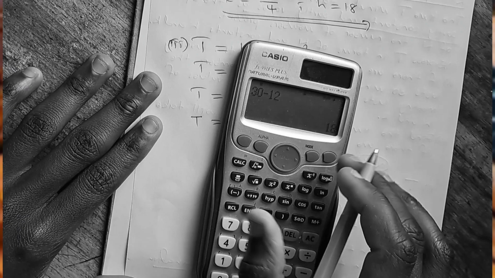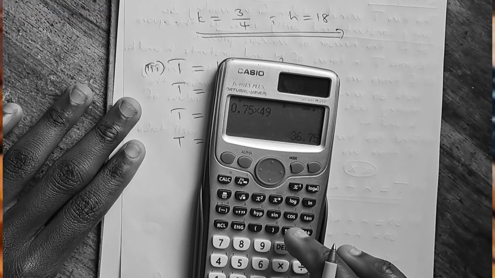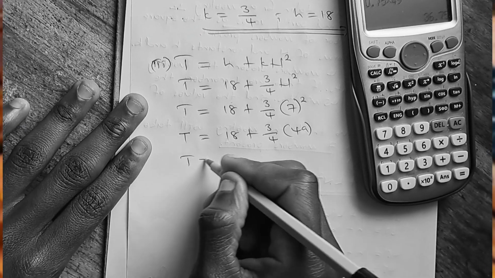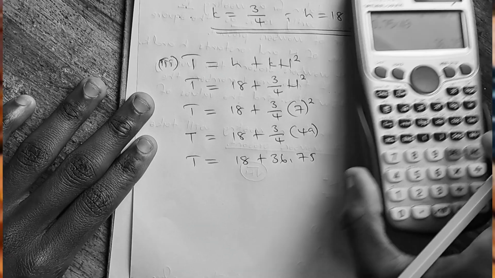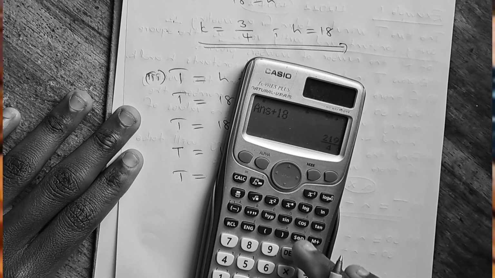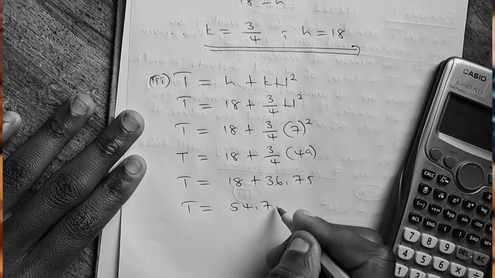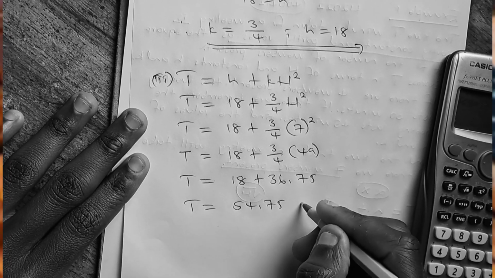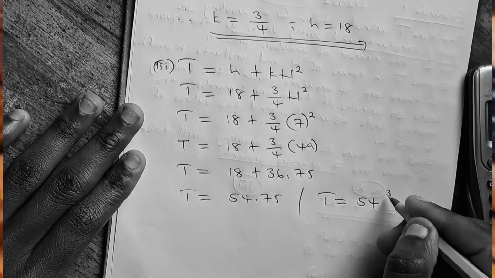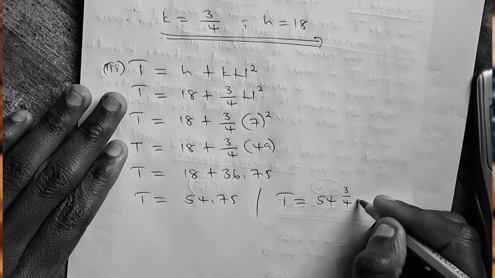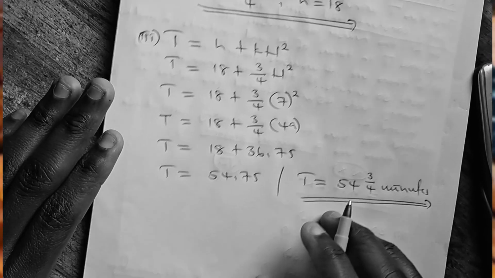You are going to utilize your calculator. 0.75 is 3 over 4. Times 49, you get 36.75. So T is equal to 18 plus 36.75. 36.75 plus 18, you are going to get 54.75. Or you write T is equal to 54 and 3 over 4 minutes. I think this one will be your best answer if you write it in this form.